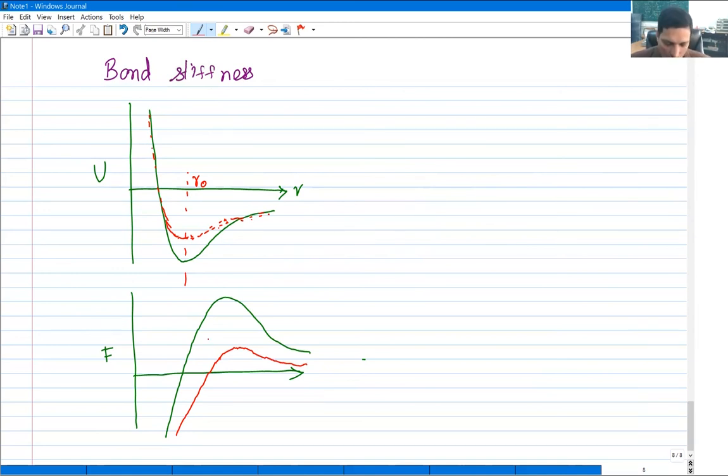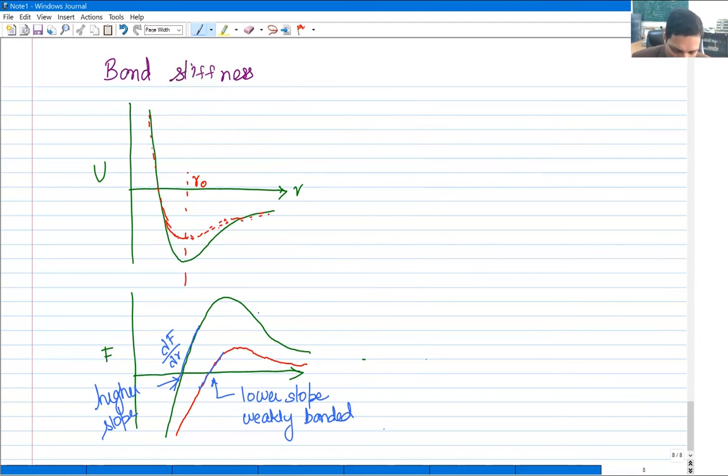So you can see the steepness of this green one was larger than the steepness for the red, which in turn implies that the slope for the green is much larger. So this is the slope dF by dr, which is much larger than the slope for this one. So this has a lower slope and this is a higher slope. And this in turn implies that this one is weakly bonded, because you can see the overall energy is also lower, and this one is strongly bonded.